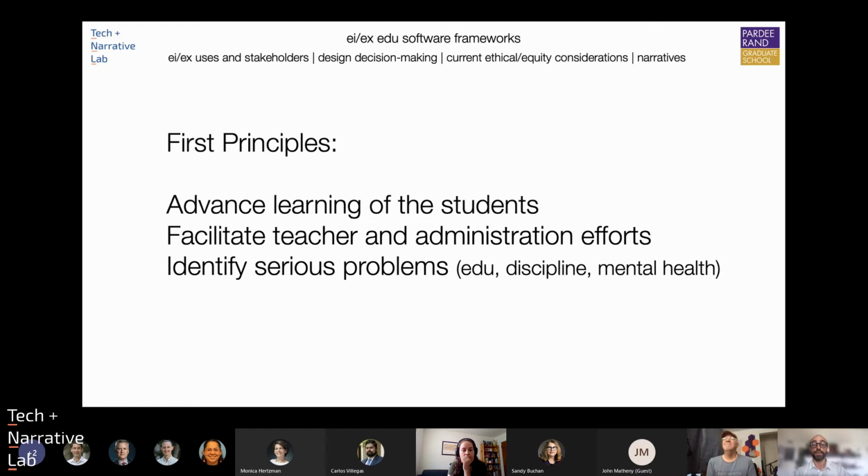And these are some of the principles that underlie this transition to further use of education technology: trying to advance learning of students, and making it easier for teachers and administrators to run classrooms and schools. This technology also has other potential applications, like identifying serious problems with students. These include situations where students might not be paying attention, where they might be plagiarizing, or where they might be conducting behavior that is indicative of disciplinary issues or mental health issues such as suicidal ideation and the like.